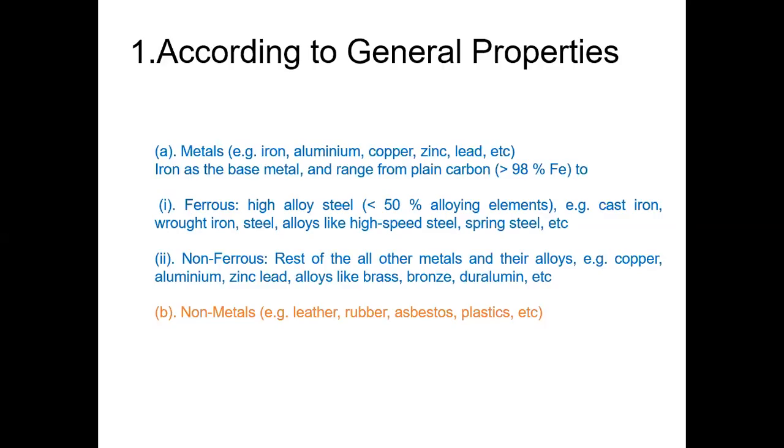If it is a non-metal, it can be rubber, asbestos, leather, plastic, glass, like that, right? We can group. We can say iron, aluminium, copper, zinc, lead, and those things are metals. These are non-metals, like that. This is the simple way of classifying materials.